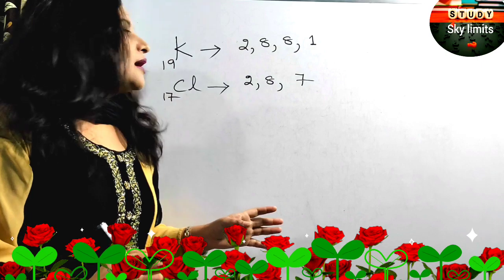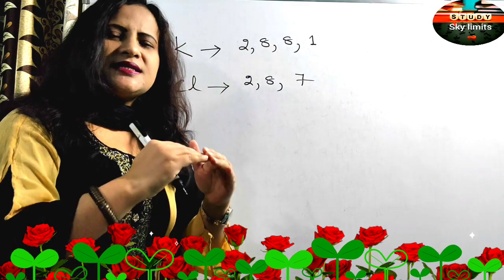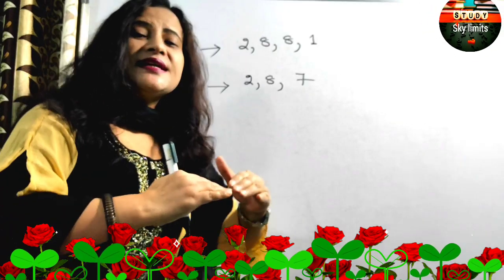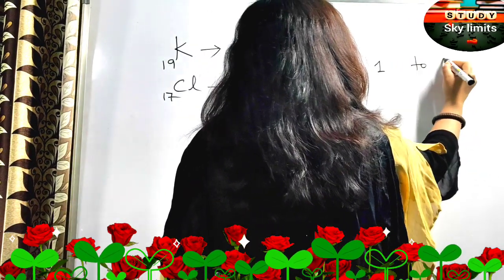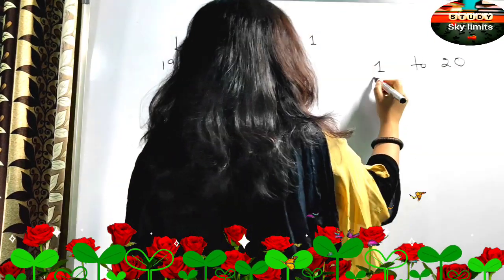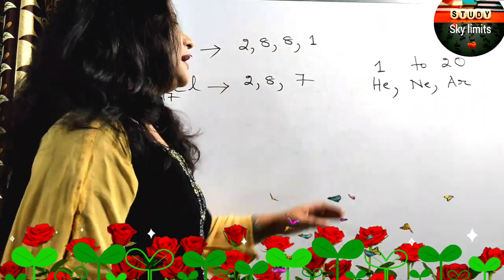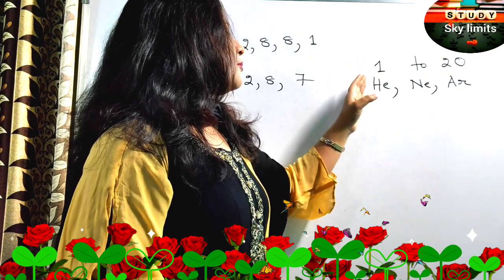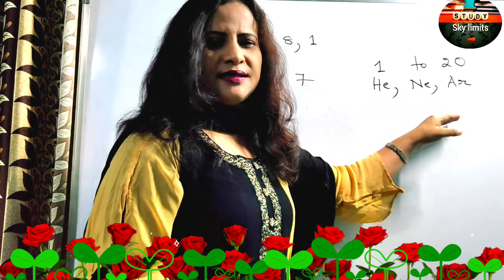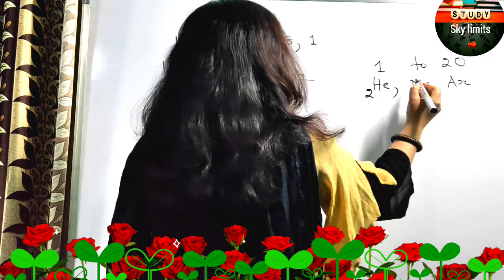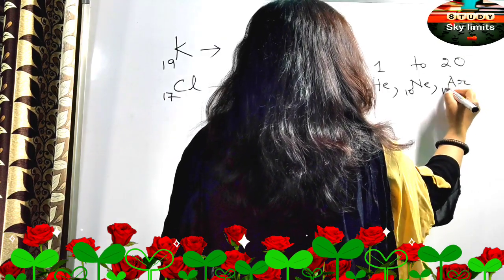In the last class I had also reminded you about the octet rule and the duplet rule. That means every atom tries to attain the stable electronic configuration of the nearest inert gas. From atomic numbers 1 to 20, you come across 3 noble gases or inert gases: helium, neon, and argon. Helium has an atomic number of 2, neon 10, and argon 18.